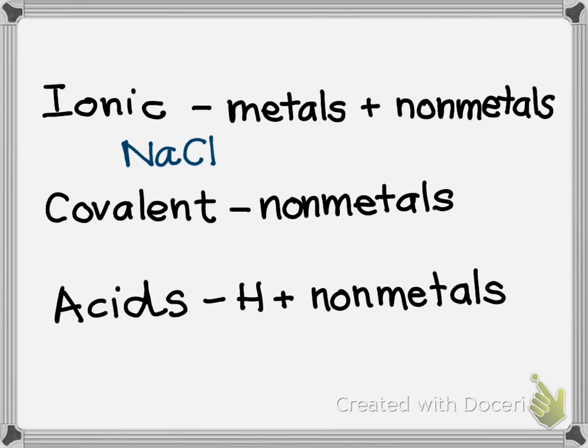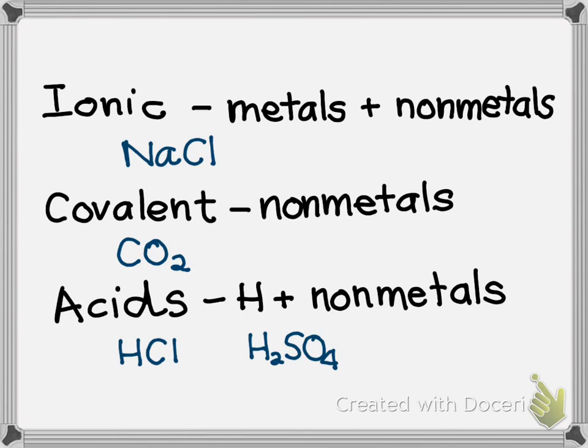A covalent compound would contain all nonmetals or some metalloids, and it would be something maybe like CO2. So that has all nonmetals. And then acids are going to have hydrogen in the front of the formula, and then they'll be accompanied by other nonmetals. Sometimes it's just hydrogen with one other nonmetal, or it could be hydrogen with a nonmetal and some oxygens. And we'll talk about the difference when we get to the acid section.